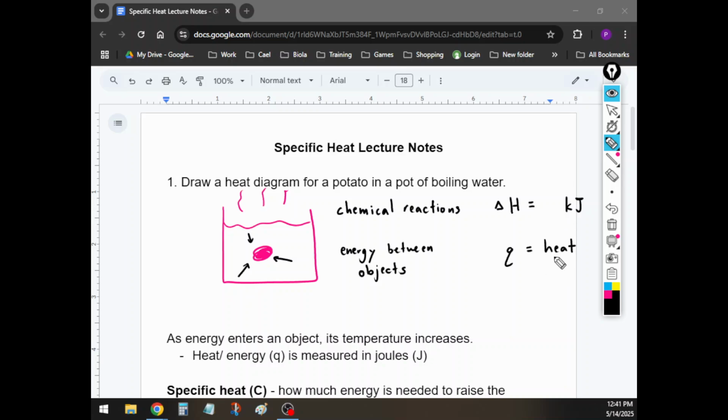And we're also going to have a number for this as well. So delta H had a number in kJ. This time we're going to have a number, but the unit of measurement we're going to use is joules. It's similar to kilojoules. It's just a smaller unit of measurement. So just keep that in mind. We are not using delta H today. We're using Q to talk about heat, and it's going to be a number and then joules behind it.